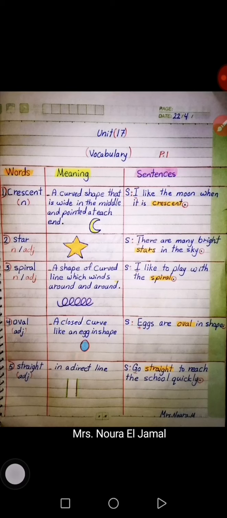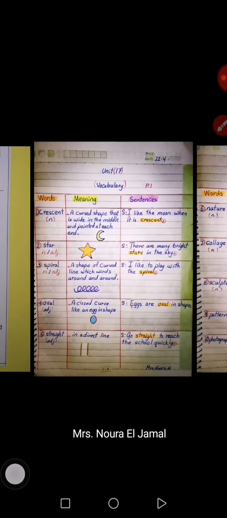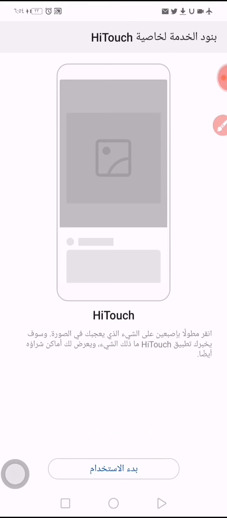Number 4. Oval. Oval is an adjective. What's the meaning of oval? A closed curve like an egg in shape. Can we put it in a sentence? Yes, of course. Eggs are oval in shape. Here, number 5.